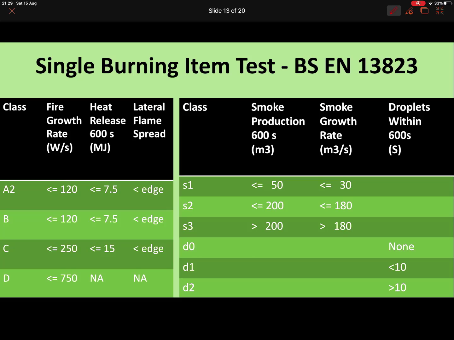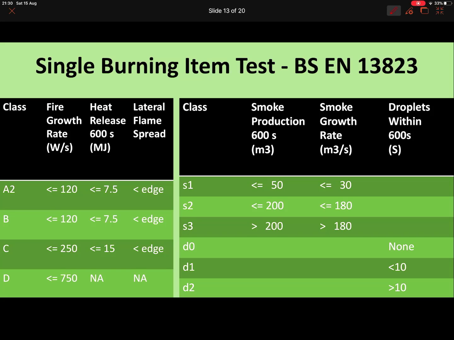We don't differentiate. So at no stage in the game does the smoke or the droplets define whether a particular product is acceptable or it isn't acceptable. The only thing that determines whether the product is acceptable or not is the A1, A2, B, C, and D. So you might as well forget about them, or just be aware of them. But like I said, there is no requirement in UK guidance for them.